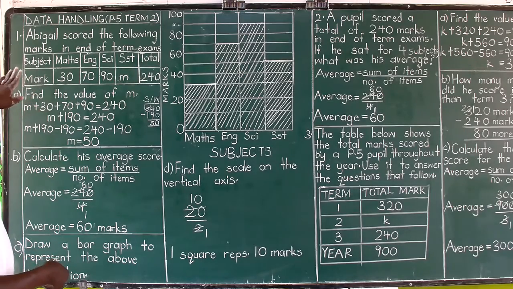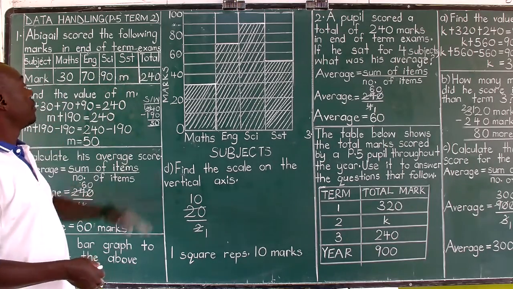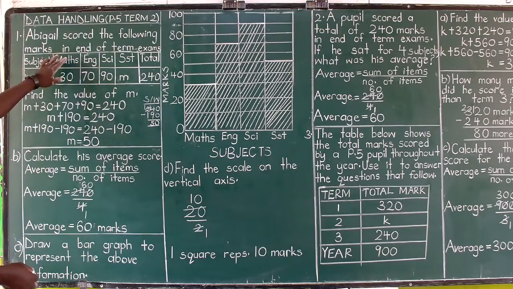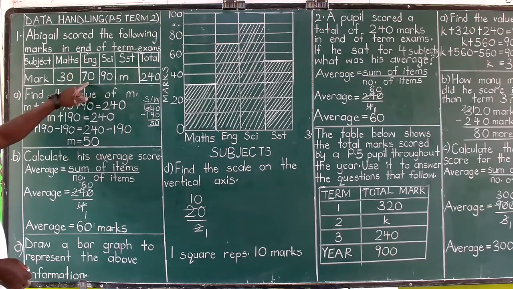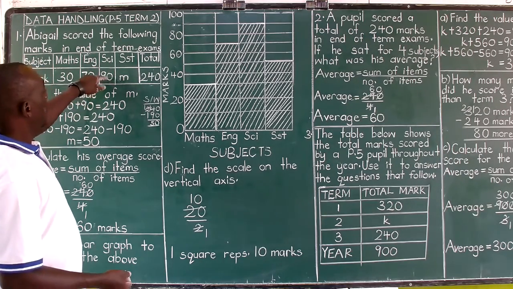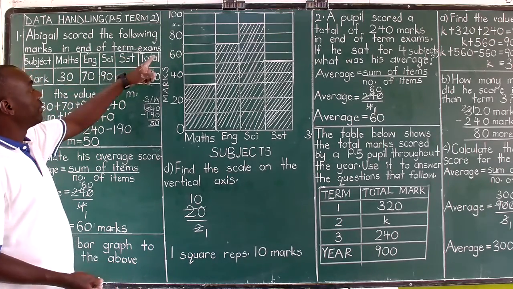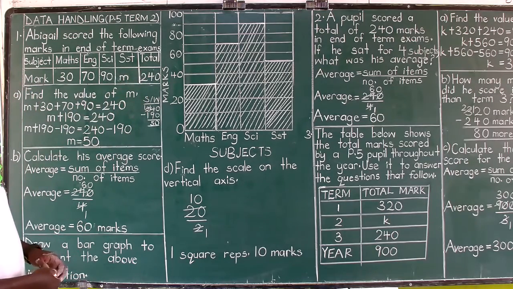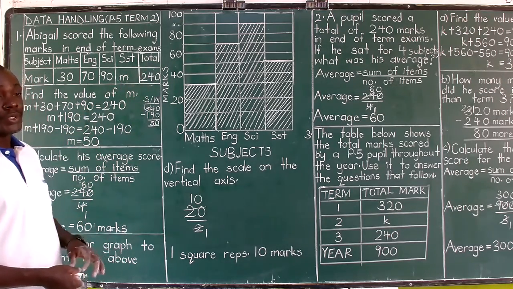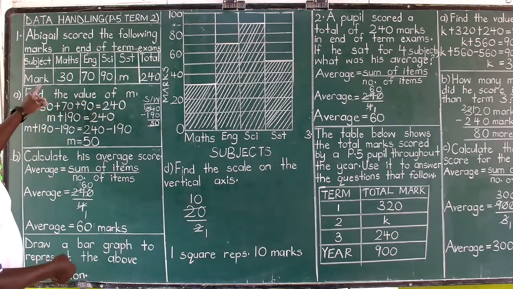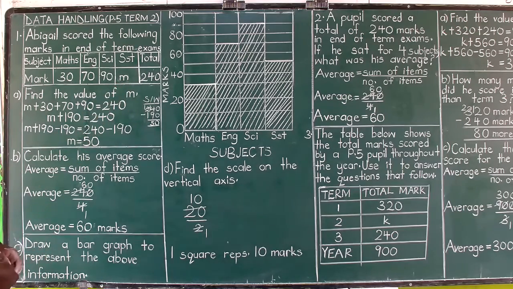Abigail scored the following marks in end of term exams. So there's a subject and a mark. In math, Abigail scored 30, English 70, science 90, SST scored the marks hidden in M, and finally scored a total of 240 when all these marks were added. Now, question A, find the value of M.